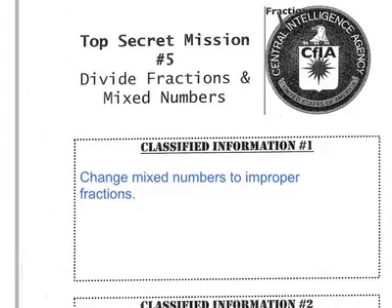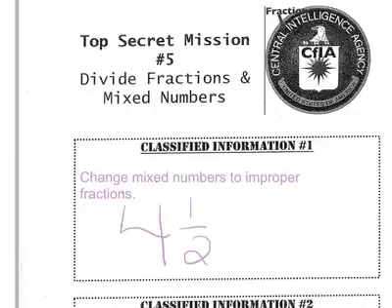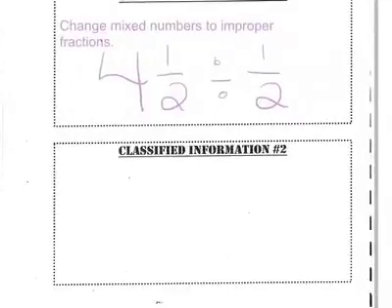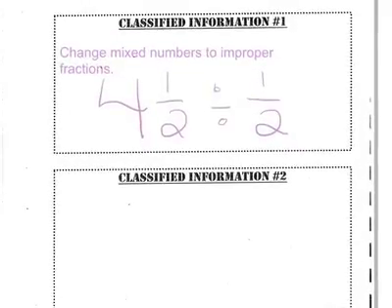Okay, so if we have 4 1/2 divided by, let's find out how many halves there are in 4 1/2. So we have 4 1/2 divided by 1/2. Okay, so the first thing I need to do is change that. So let's go ahead and do that. It would become 9/2 divided by 1/2.